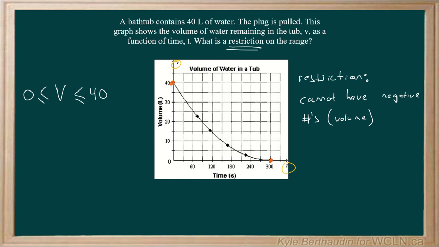And that's the most important distinction here in this one. Yes, we can't have more than 40 liters, but what we're looking for is that you can't have negative numbers for the range because you can't have a negative volume.